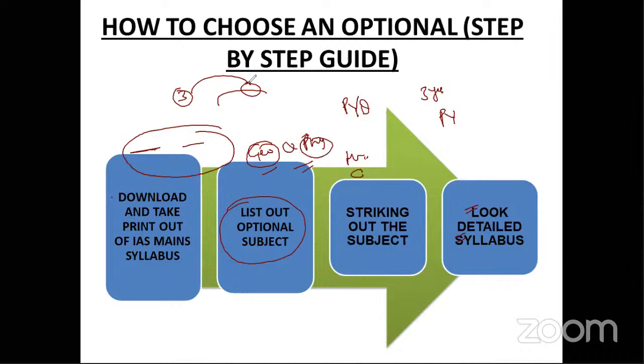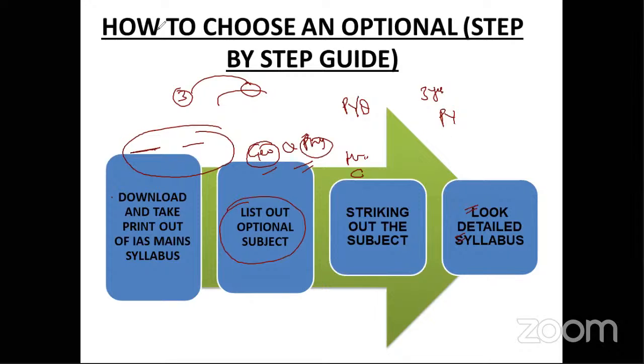Okay, doing all this process, seeing the syllabus and past year questions will give you an idea of which optional suits you, which optional will be comfortable for you. Okay, so look at the detailed syllabus of both subjects and the past year question papers, and then decide your one optional subject. Okay, so what are the important points? After making the list, think about these 4 points.